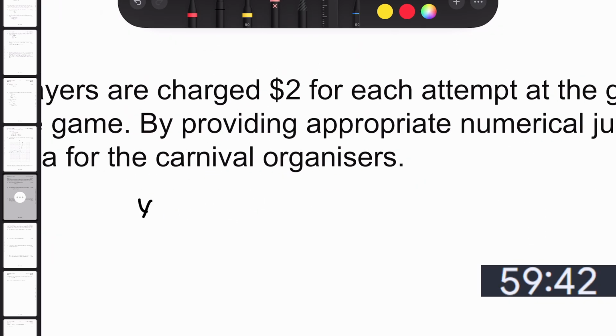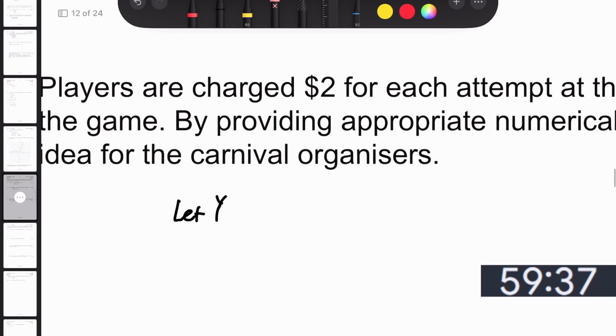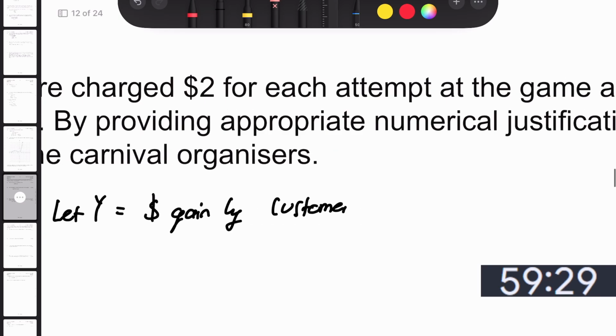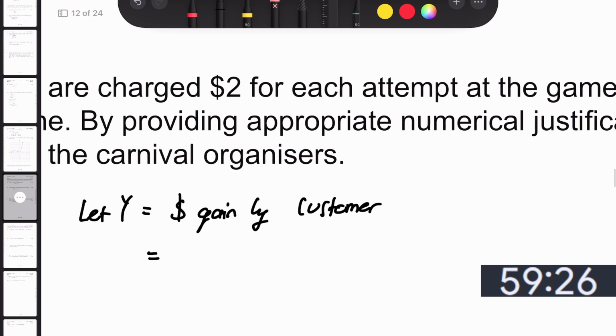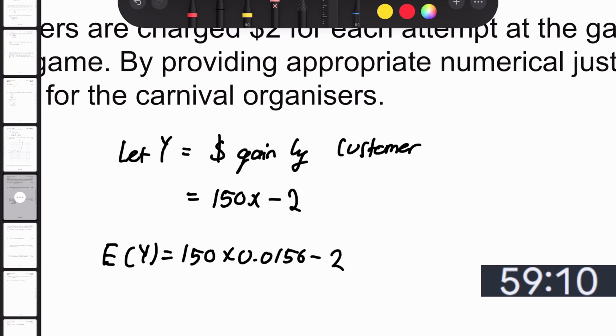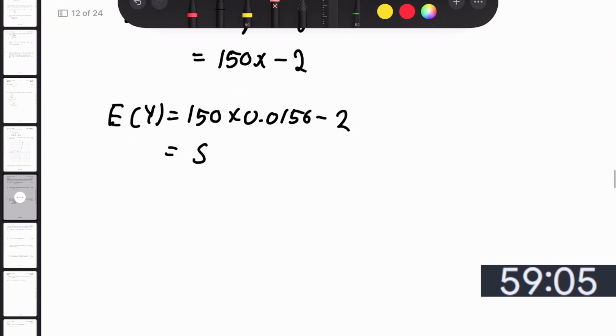Actually, no, let's do this. Let Y equal the dollar gain by customer, because it's much easier to look at it from the customer's point of view. So sorry, it's 150x minus 2. Then the expected value of Y is going to be 150 times 0.0156 minus 2, which is negative 0.34.